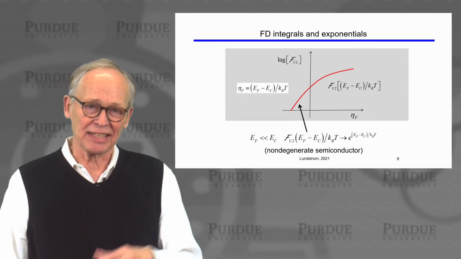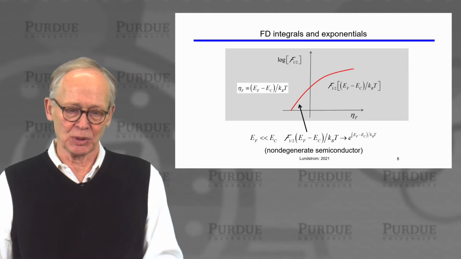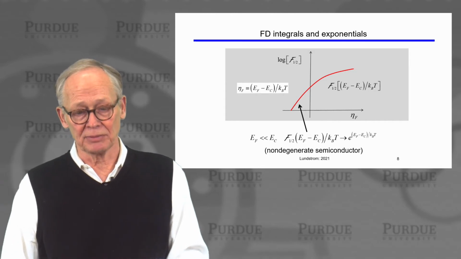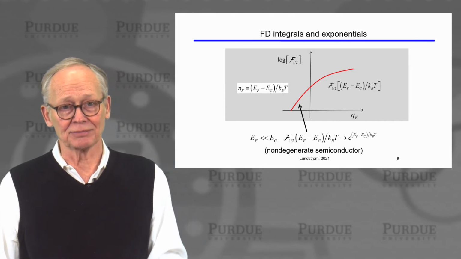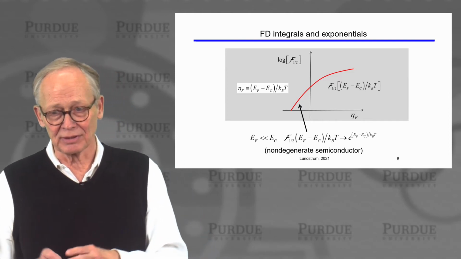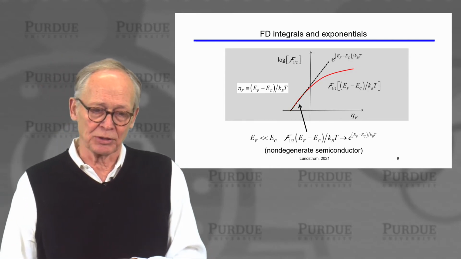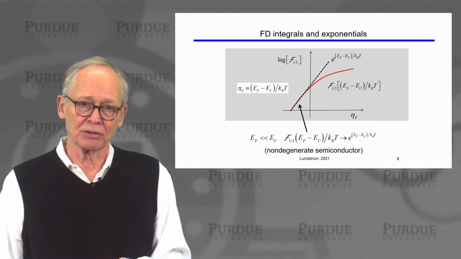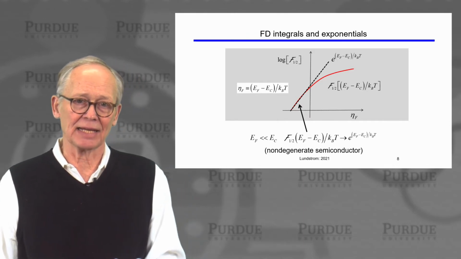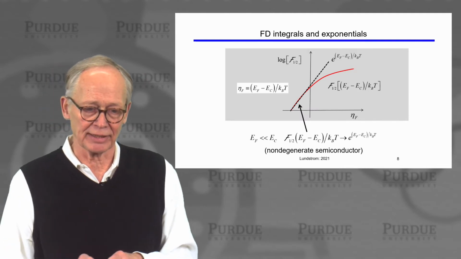Now you remember that if the Fermi level is well below the bottom of the conduction band, things simplify. We have a non-degenerate semiconductor. In that case, the Fermi-Dirac integral simplifies and simply becomes an exponential. That's much easier to work with, much easier to do calculations with. We don't need some special numerical integration to find what the answer is. So in that case, if we were to plot log of the Fermi-Dirac integral versus eta F, we would simply get a straight line. That's the non-degenerate approximation, the exponential approximation to the Fermi-Dirac integral.